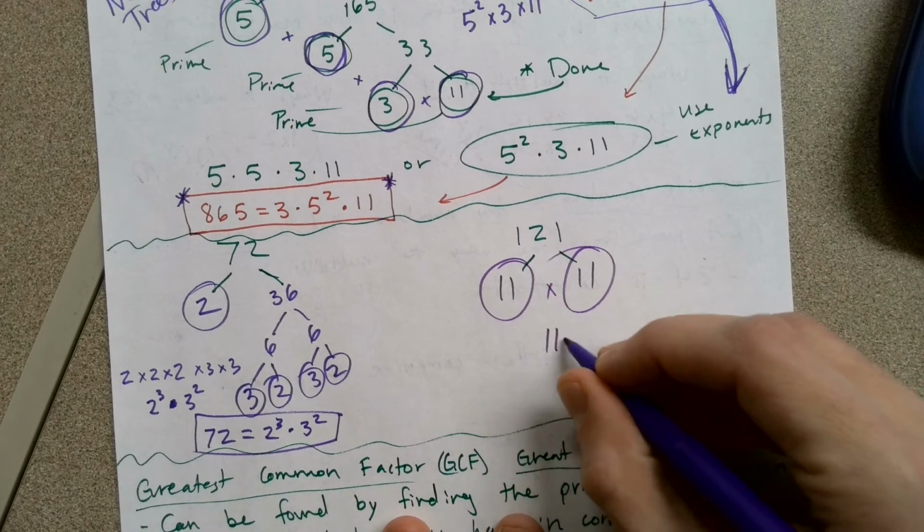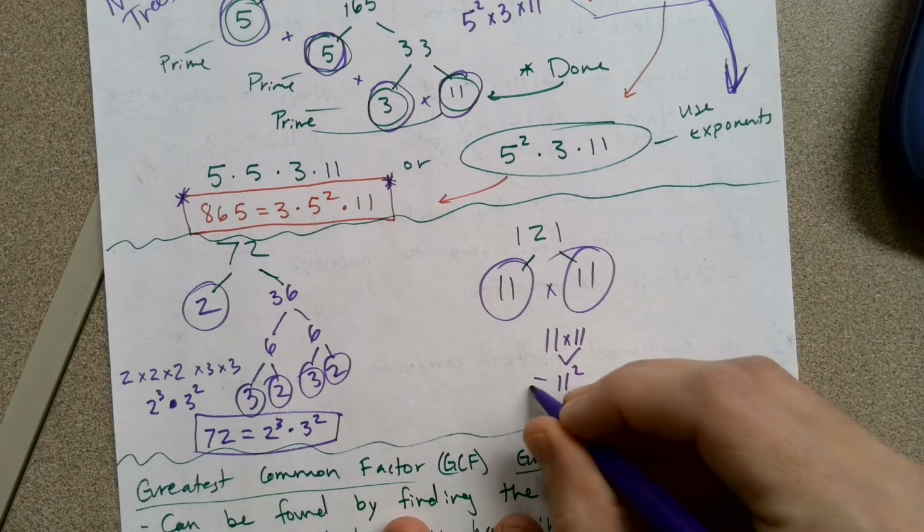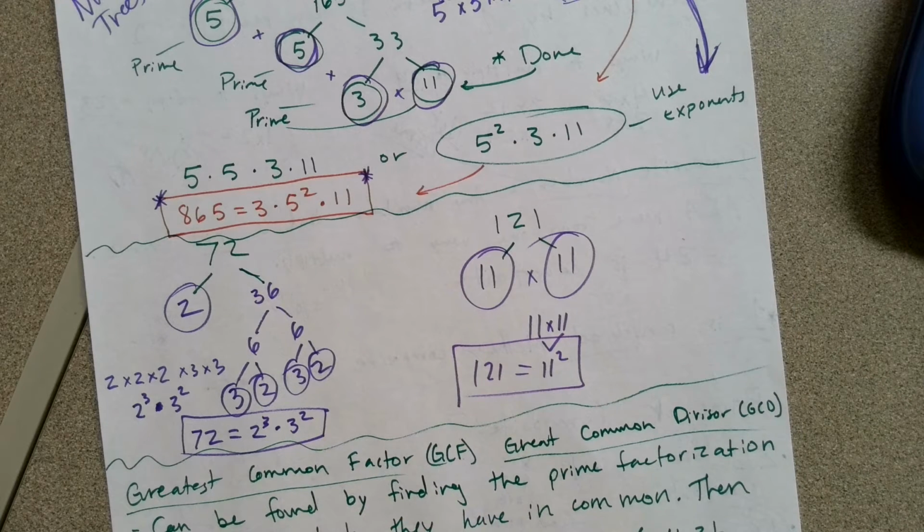Multiply them together. 11 times 11 is the same thing as 11 squared. That is our prime factorization. That one was quick and easy. Done just like that. Okay, so that's your prime factorization using those number trees, breaking that down.